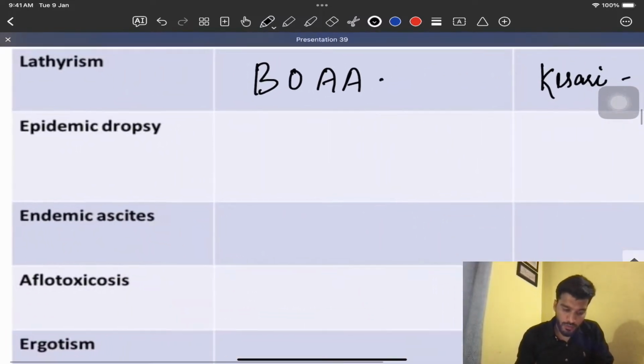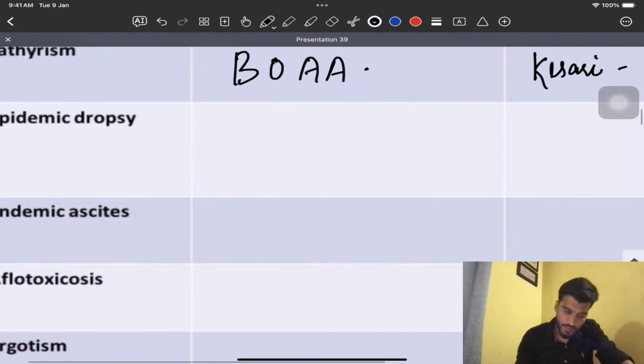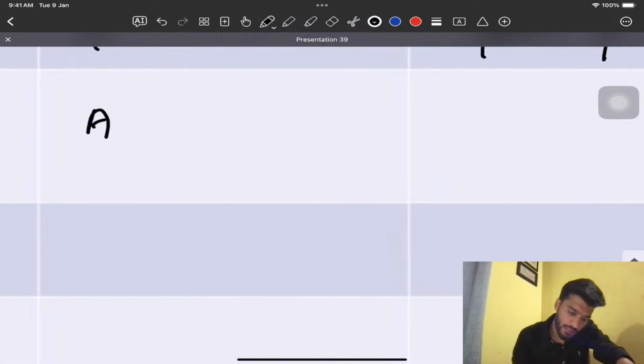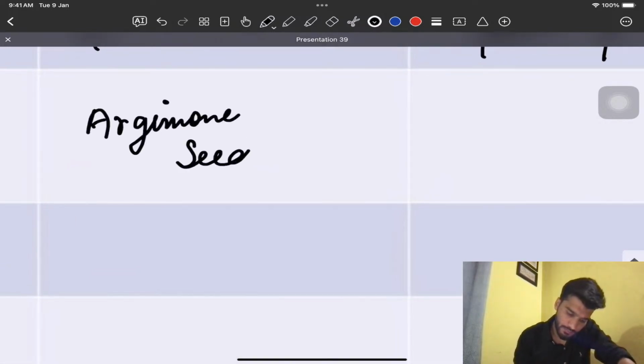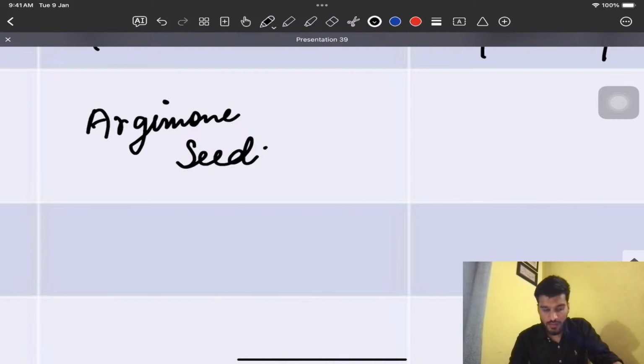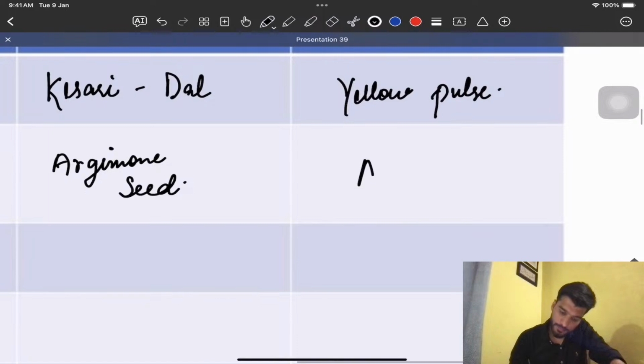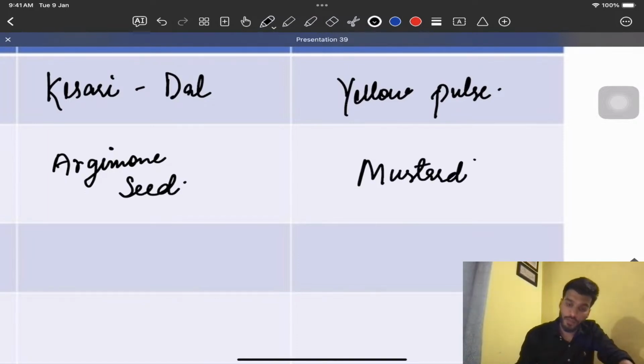If I talk about the second one, epidemic dropsy, my dear students, the toxin is sanguinarine. The agent is argemone seed, and the food stuff here is mustard.